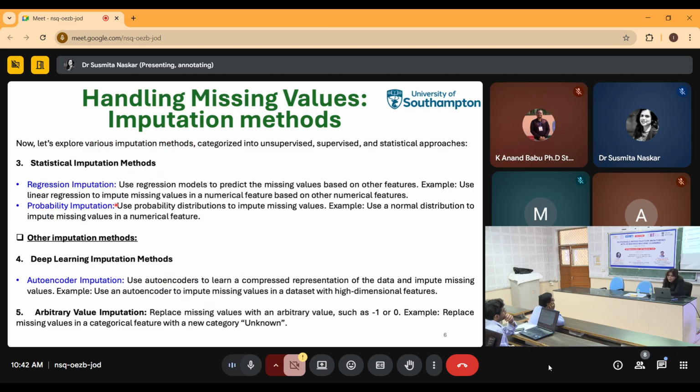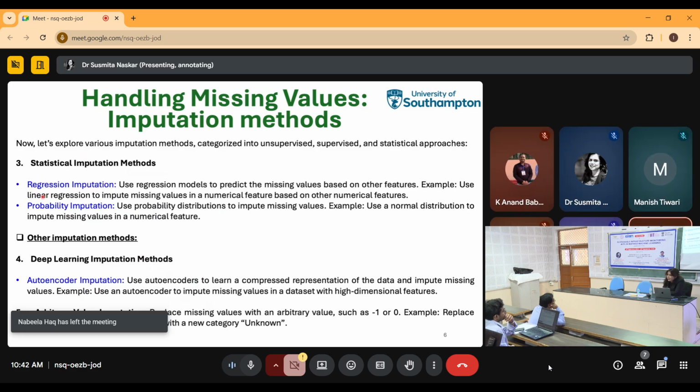In a similar way, you can also explore the statistical imputation methods, and for statistical imputation you have two types: one is regression imputation and another one is probabilistic imputation. We use statistical imputation when the simple methods are not enough, that means the previous two do not work out.